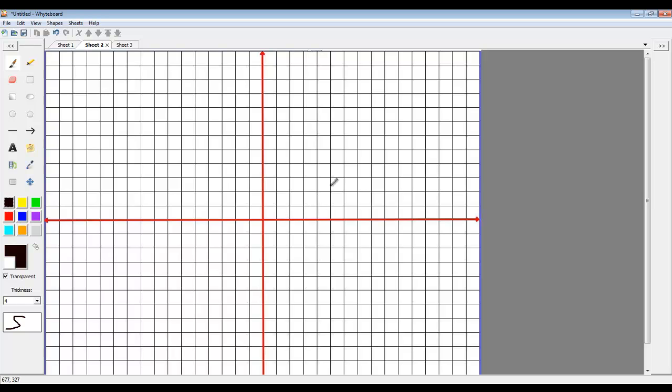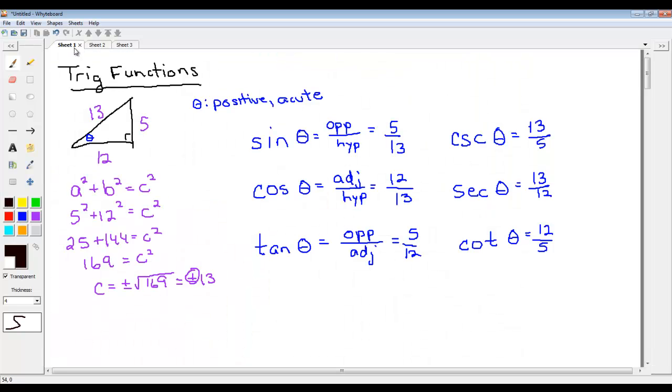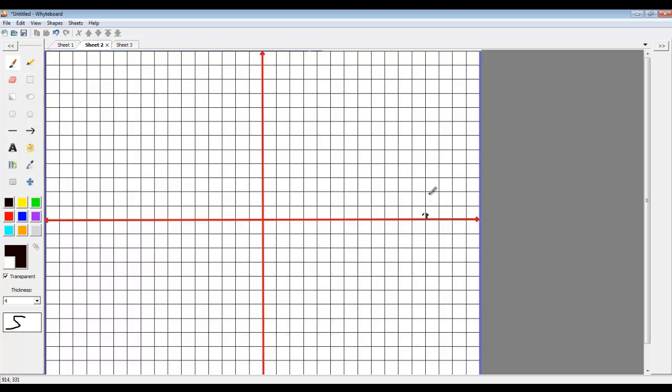And let's draw that triangle in quadrant 1. We got 1, 2, 3, 4, 5, 6, 7, 8, 9, 10, 11, 12. I should say sketch it, because I'm not really going to use a ruler or anything. And then it was 12, 5, and 13. So 1, 2, 3, 4, 5. Okay, so let's do this. Let's try to make this kind of neat.